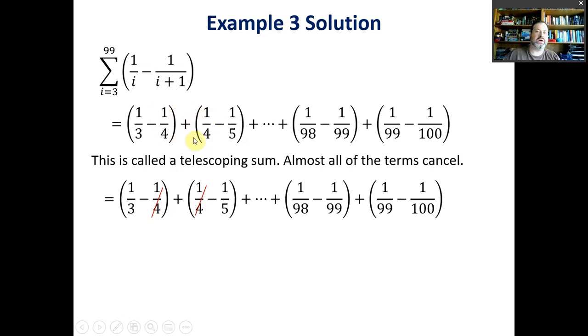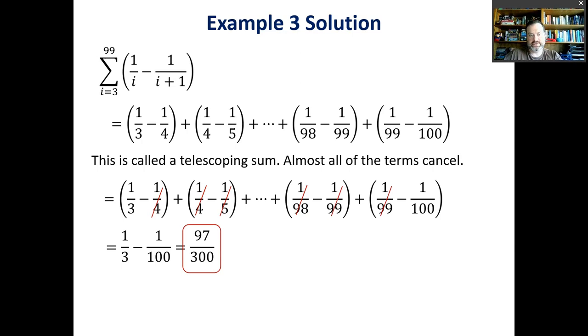And once you drop the parentheses, you can just add or subtract those in any order you want. Well, every term in the middle gets canceled, because after that negative 1/5, there's a positive 1/5 in the next term, so it cancels. All the way up to 98, 99 cancels, and so you're left with just 1/3 minus 1 over 100, which is 97 over 300.